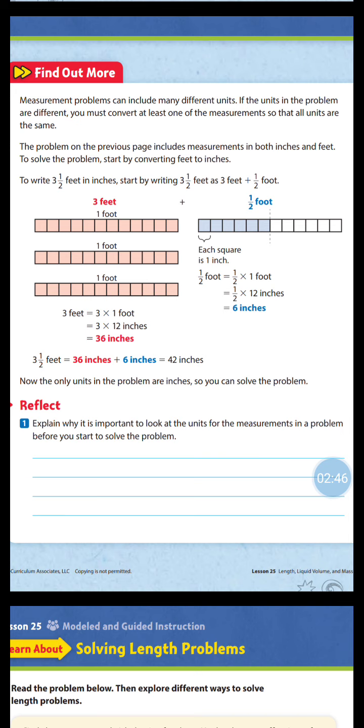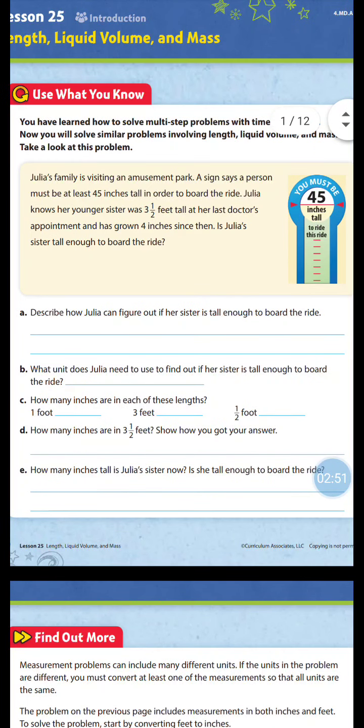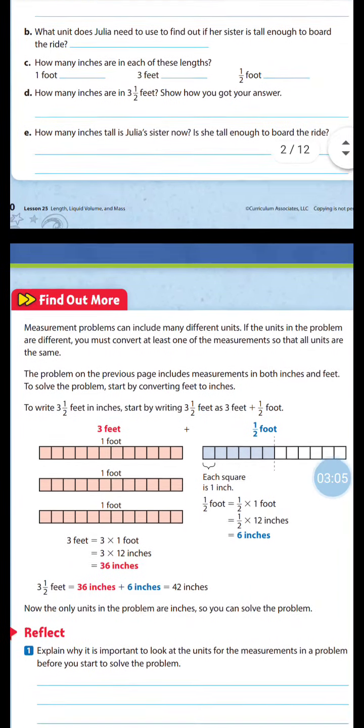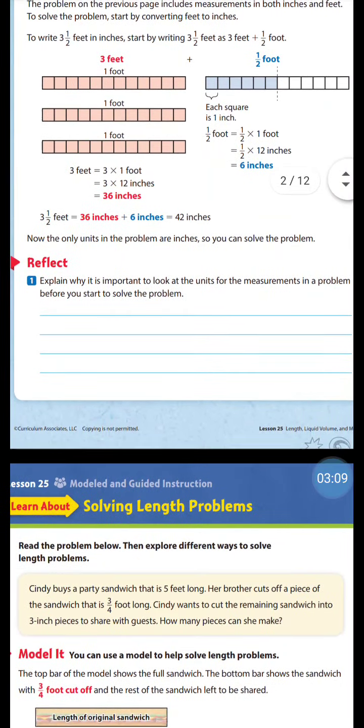Okay, so we know that she was 42 inches at her last doctor's appointment. Since then, though, she's grown 4. So if we add 42 and 4, we get 46. So yes, she is tall enough. Okay, you need to talk that out. You can also draw pictures to help you. Let's look at something else.